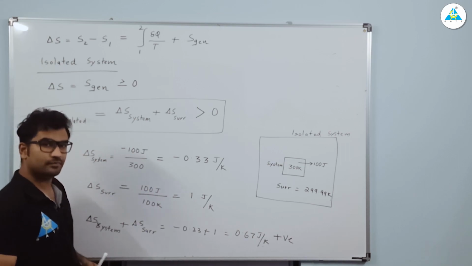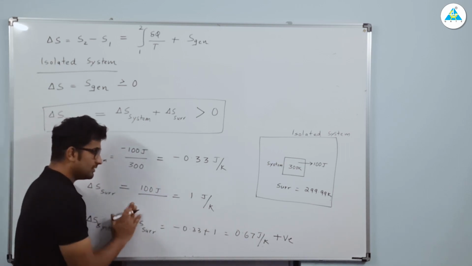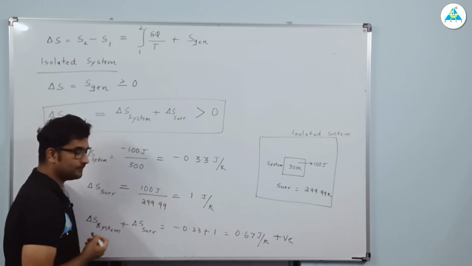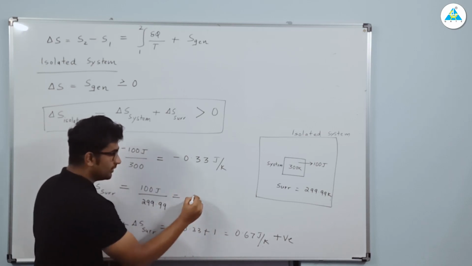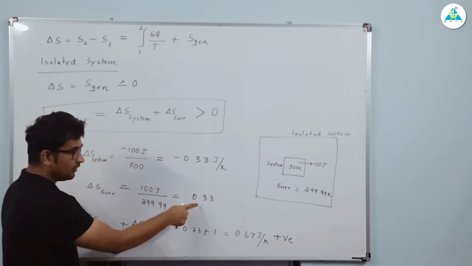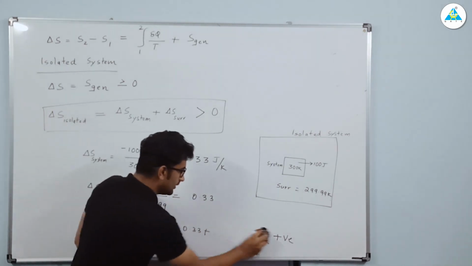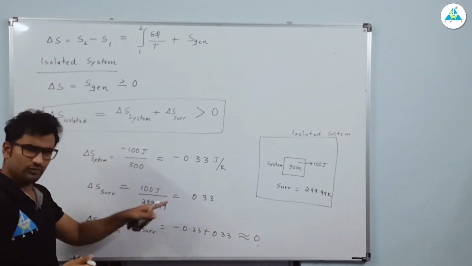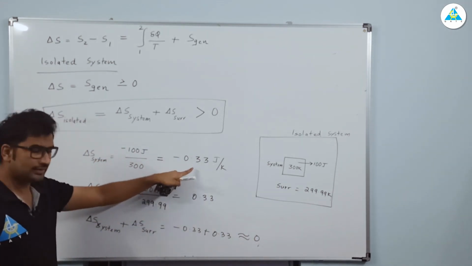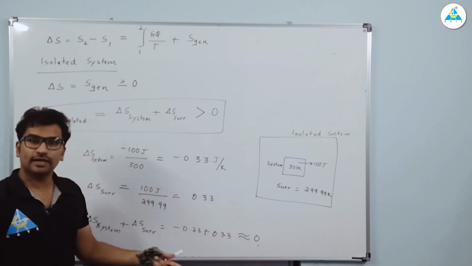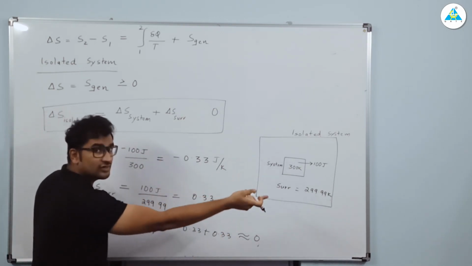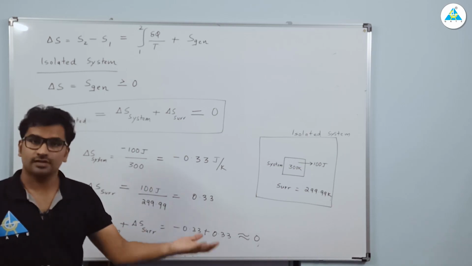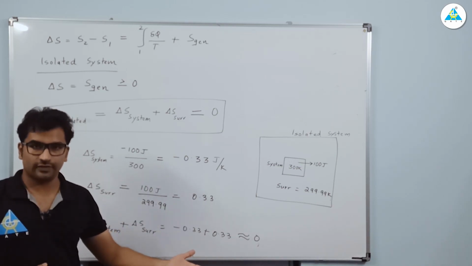Then what will happen here? You can see, instead of this, your temperature will become 299.99. Then this value will be 0.33. And if you add these two, your value of system plus surrounding will be approximately 0. This value will be different, okay? It will not be 0.33, but approximately that. If you add both, you will get 0. Now we can say, if it is a reversible process in an isolated system, your entropy change will be 0.